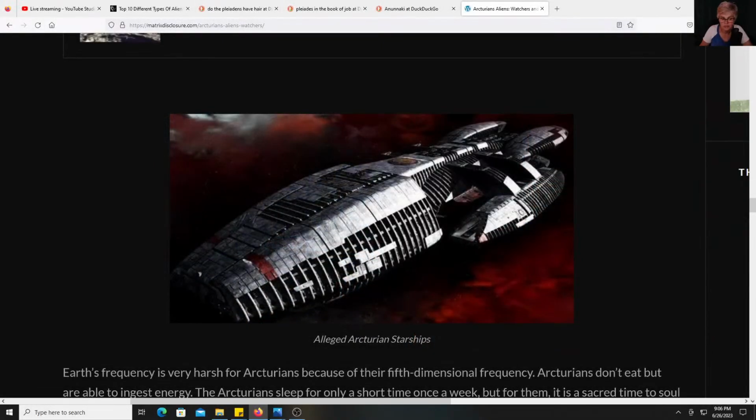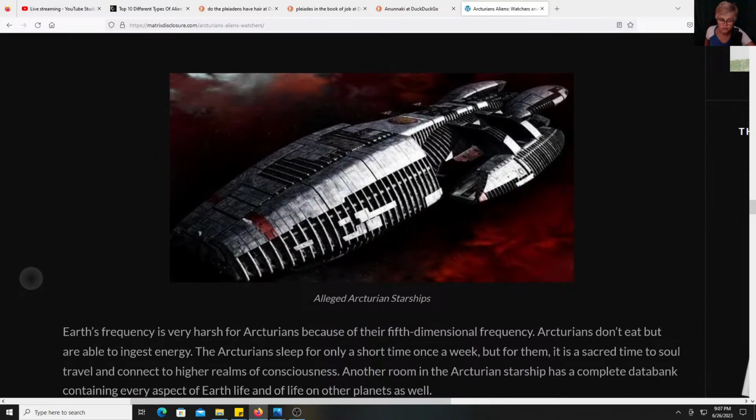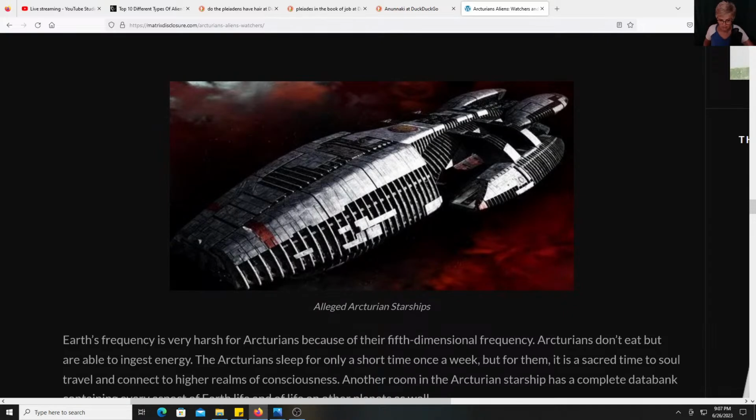We could identify it. Earth's frequency is very harsh for the Arcturians. Because of their 5th dimensional frequency, Arcturians do not eat but are able to ingest energy. The Arcturians sleep for only a short time once a week, but for them it is a sacred time to soul travel and to connect to higher realms and consciousness.